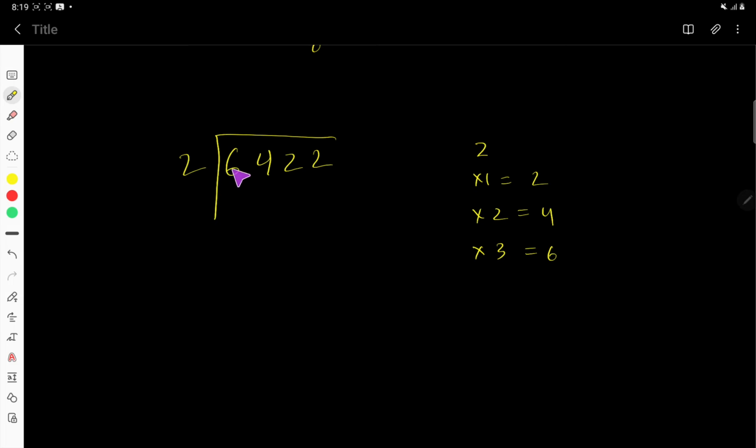Now, how many times does 2 go into 6? 3 times. Let us write 3 here. 3 times 2 is 6. So if you subtract, then you are getting 0. So bring down this 4. This 0 doesn't have any value actually. So how many times does 2 go into 4? 2 times.